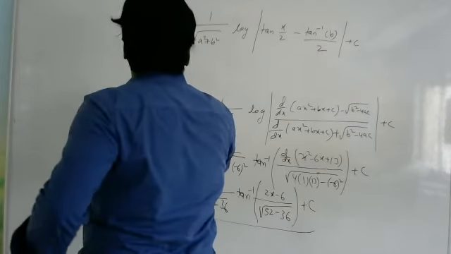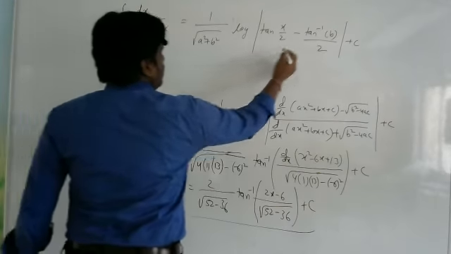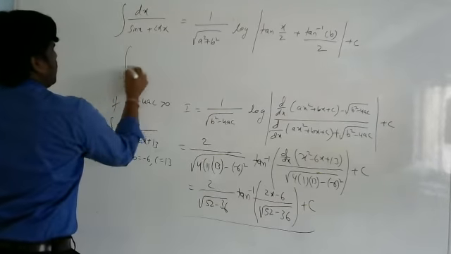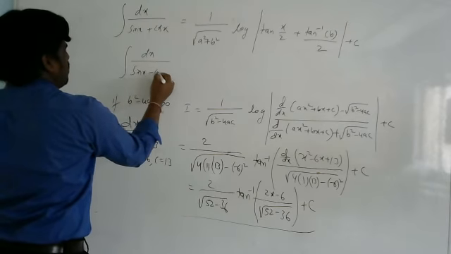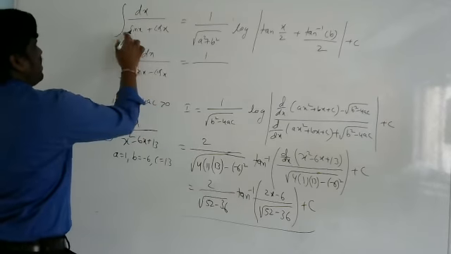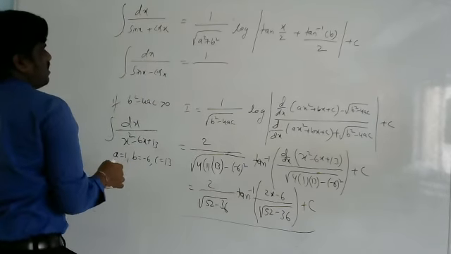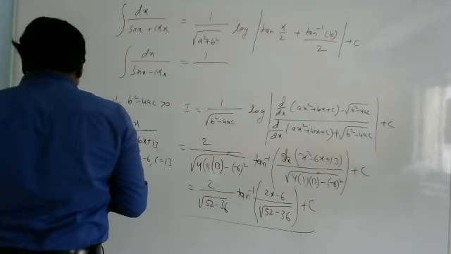If you have plus, you will get the plus formula. Integration of dx upon sin x minus cos x dx is equal to 1 upon... Here I have not written a, b, so that's why you are confused. I'll write a, b, c.